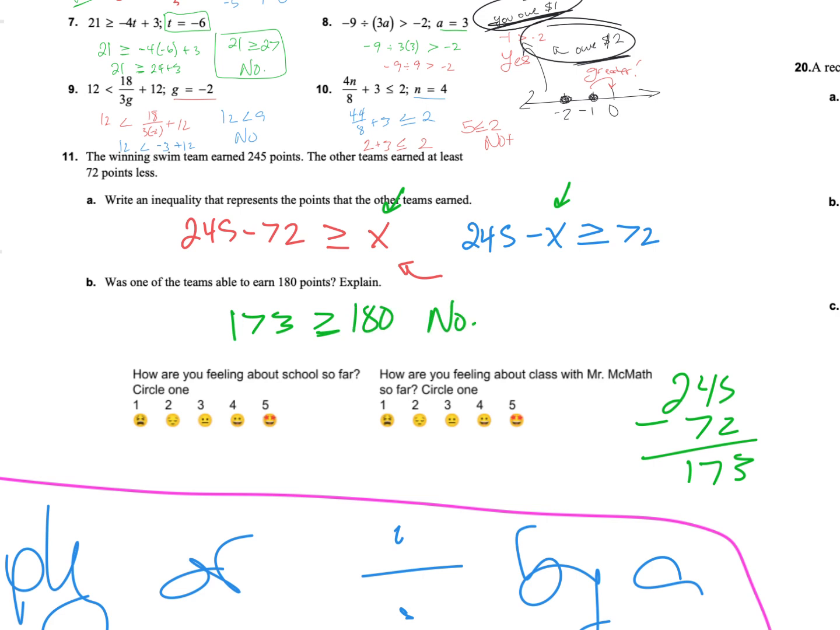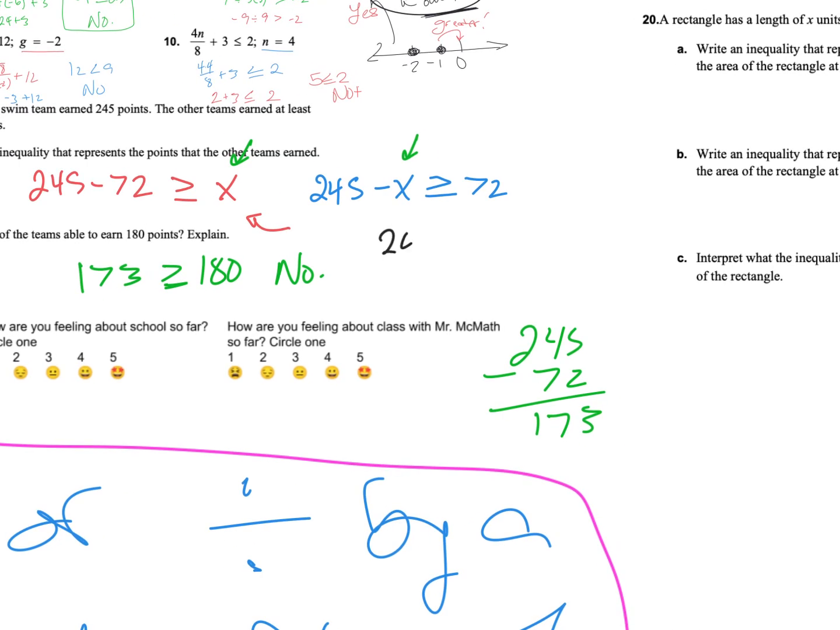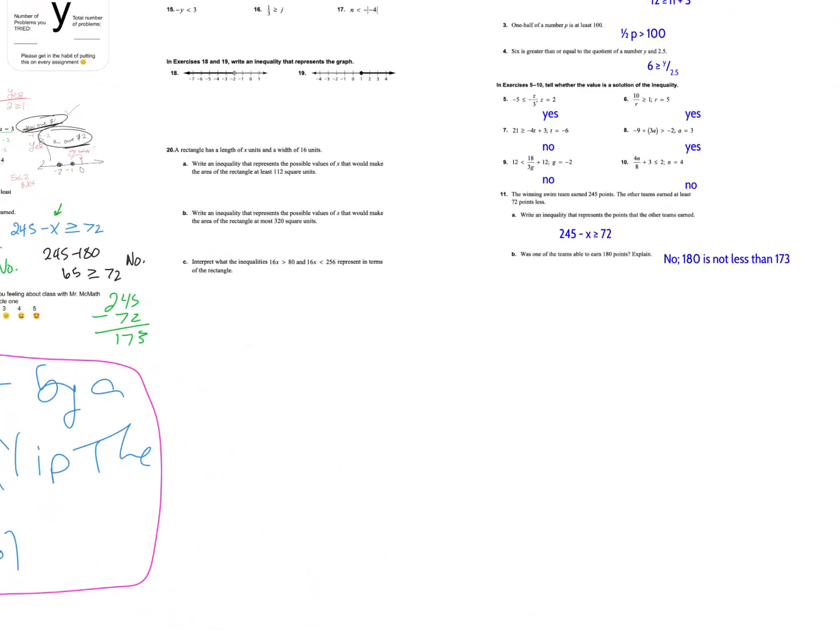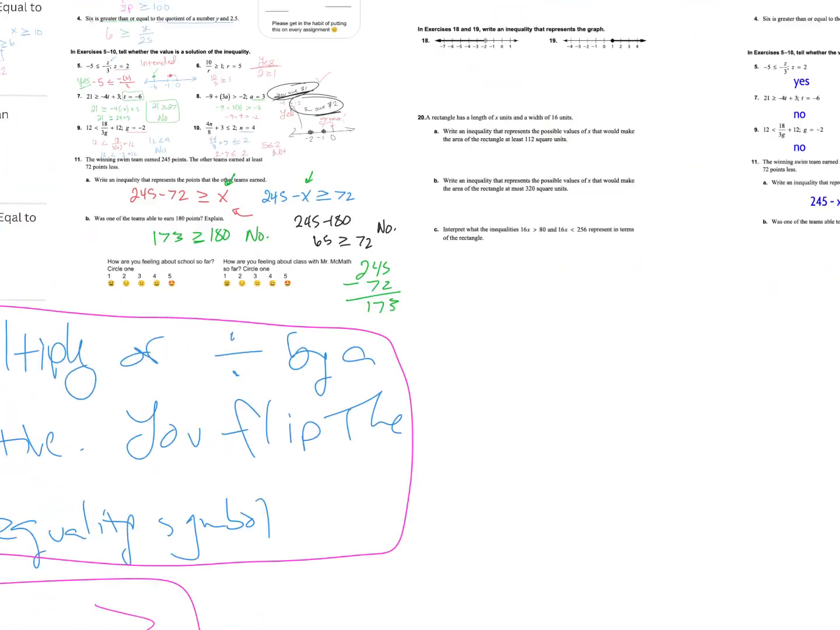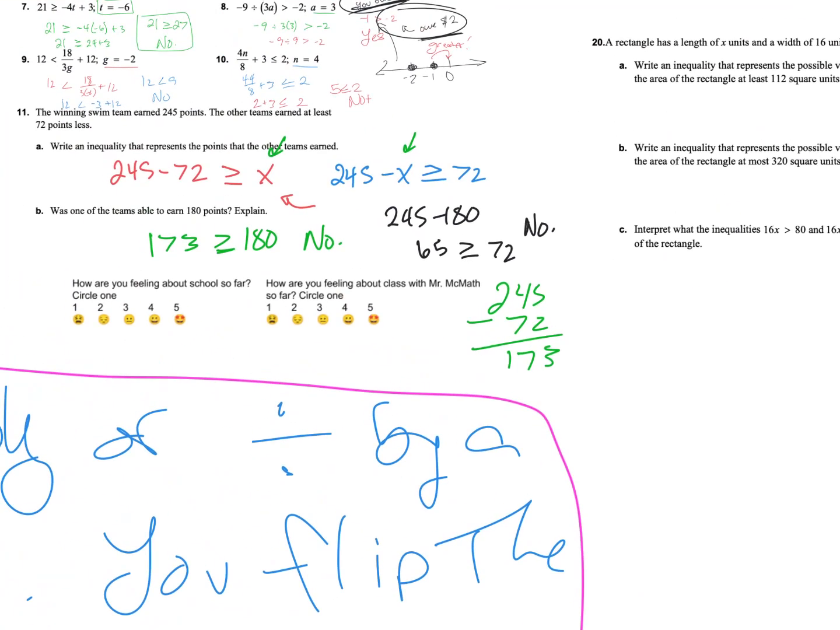Same thing over here. If we were to just do 245 minus 180, that would be 65. Is that greater than or equal to 72? And the answer is still no. So see how it tracks over here? No, 180 is not less than 173. And that's what this version said, right? So there's a little bit of interpretation to it.